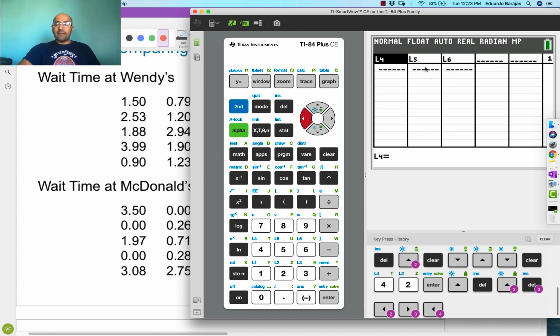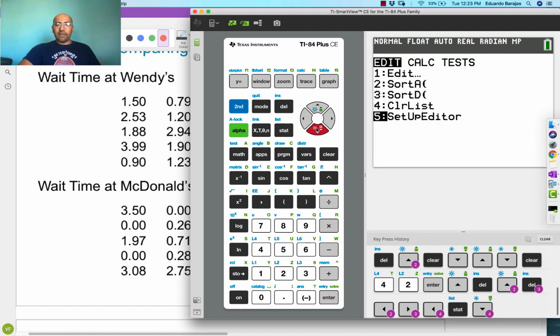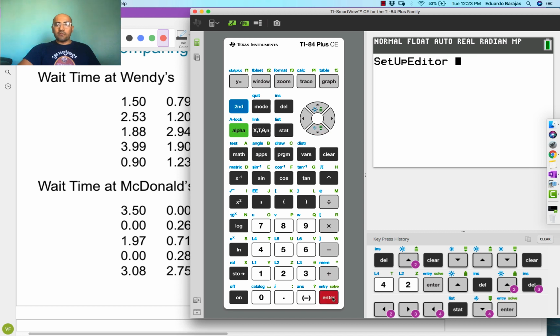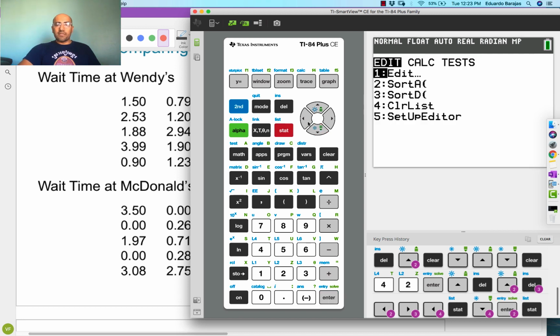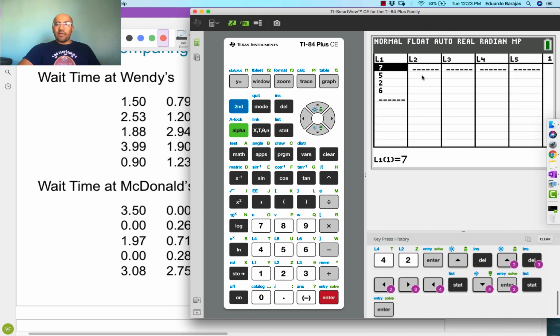Once you've hit delete and they're gone, the way to bring them back is to go back to stat and then go down and hit setup editor, hit enter, hit done. There it is. Now you can go back to stat, edit, hit enter, and they're back. There they are. Okay, so go up, hit clear, enter. That erases everything. You're ready to type.